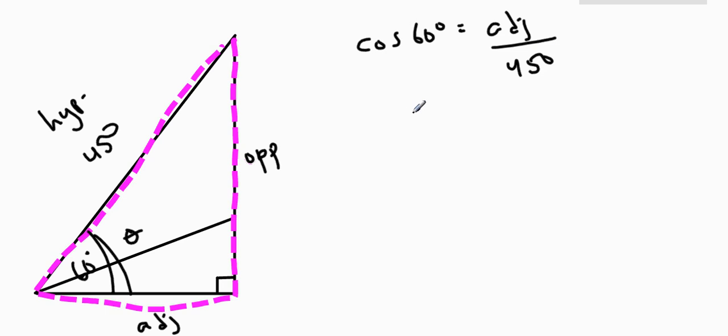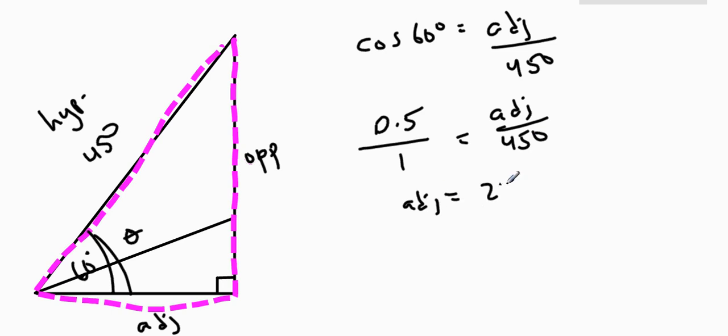So in my calculator, cosine 60, oh, I should know this. Yeah, I should know this for sure. Cosine 60 is 0.5 over 1 is adjacent over 450. Cross multiplication gives me an adjacent side of 225 meters.